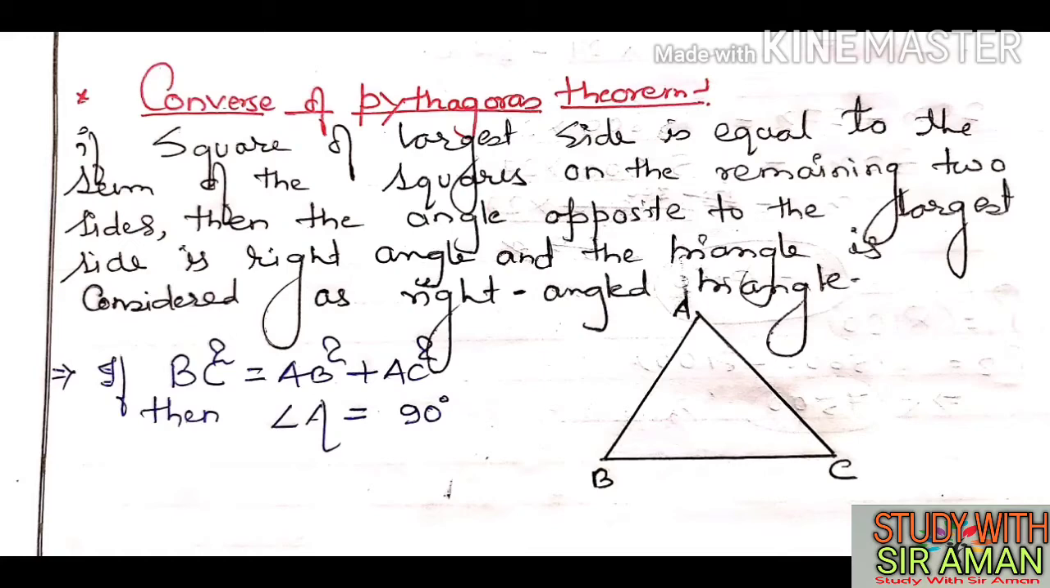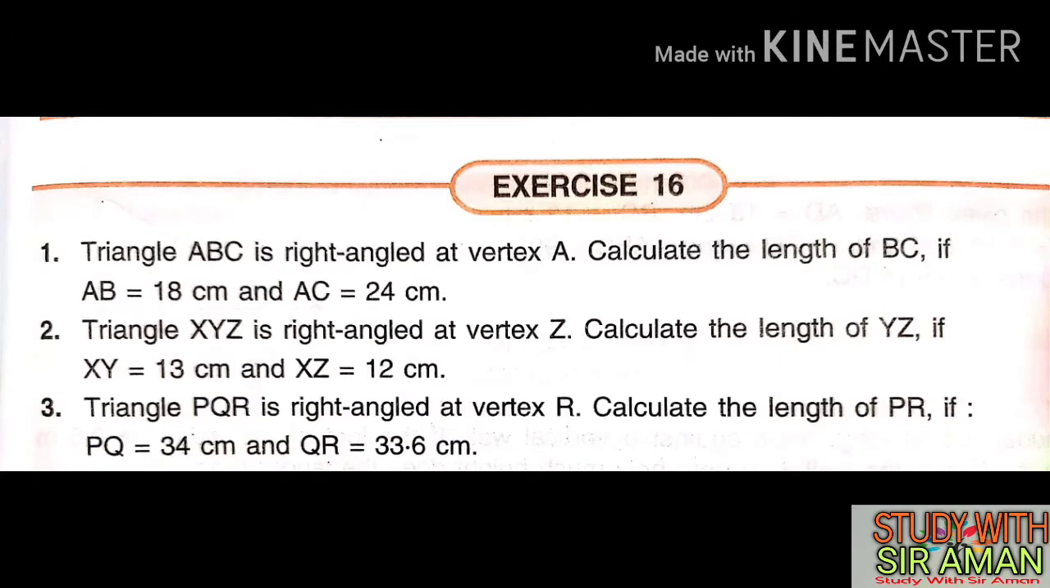Okay, now let us start the exercise. Question number 1, 2 and 3. Can you see anywhere a diagram is made? No, the diagram is not made. First you will make the diagram. Whenever the diagram is not there, you will first make the diagram by yourself. Okay, and you will write in the base 90 degree.